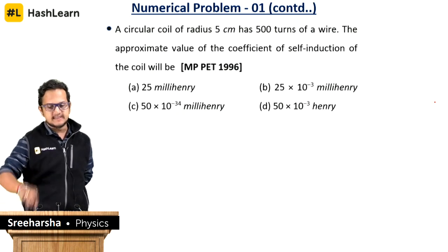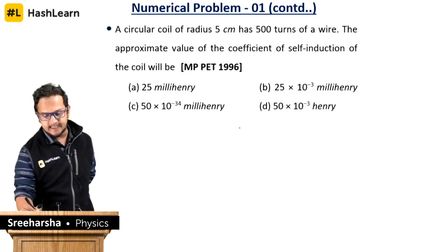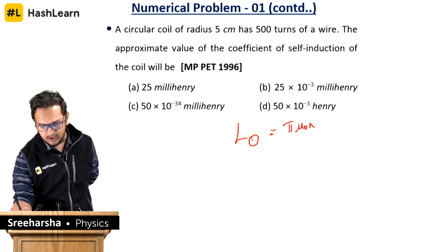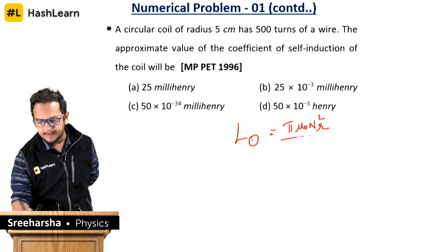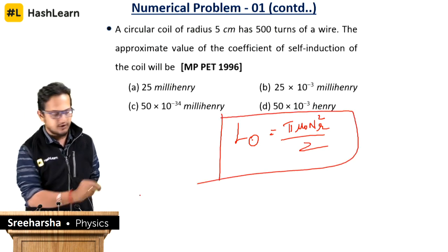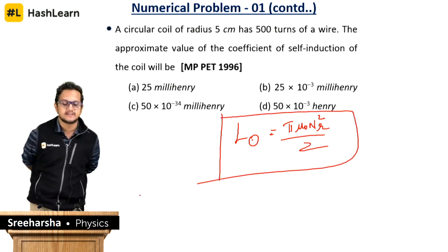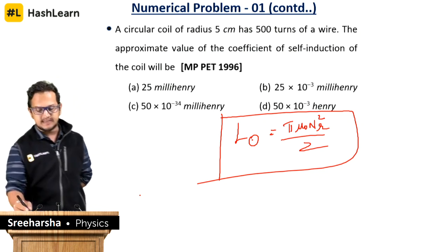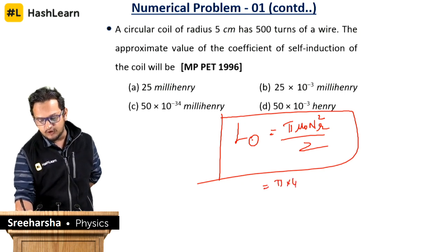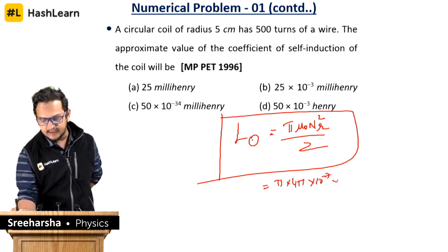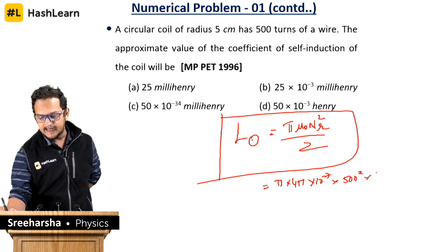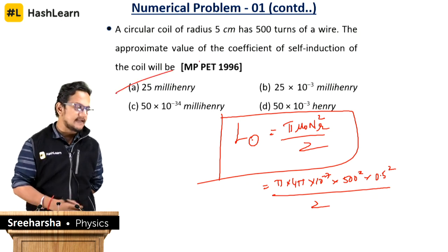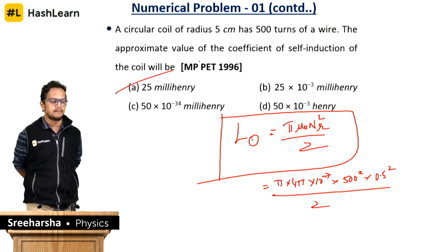Right, so for a circular coil, remember this students, the self-inductance of a circular coil is given by pi times mu naught n square r by 2. So if you substitute the values, you will have pi into 4 pi into 10 power minus 7 into 500 square, and the radius is 0.05, divided by 2. If you solve this, you'll get the answer as 25 millihenry.